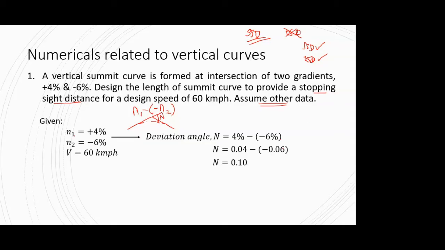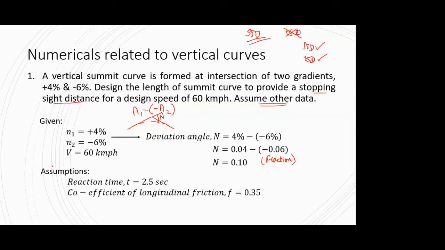It's important in all the numericals related to vertical curves, whether a summit curve or a valley curve, that you take the values of N in decimal. If you don't want to convert it to decimal, you can keep it as a fraction as well. Instead of writing 0.10, I can simply write 1 upon 10 if you want, but it's always good to convert it into decimal. Otherwise, you can keep it as a fraction also.